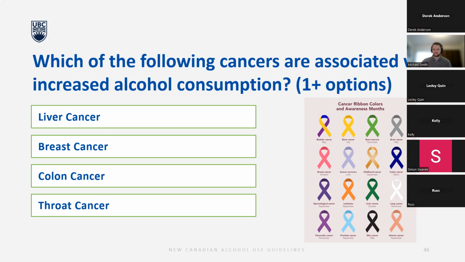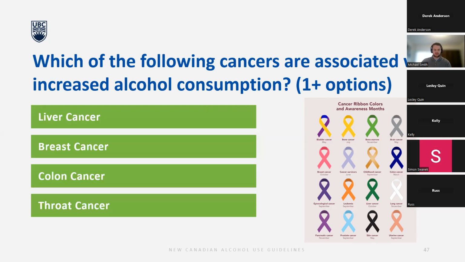and show you the results. More people were thinking liver cancer and colon cancer, but a majority of people did consider a lot of them to be associated with increased alcohol consumption. When we look at the answer, we find that that is true, as we will come to understand: all of these types of cancers, particularly breast and colon, are associated with increased alcohol consumption.